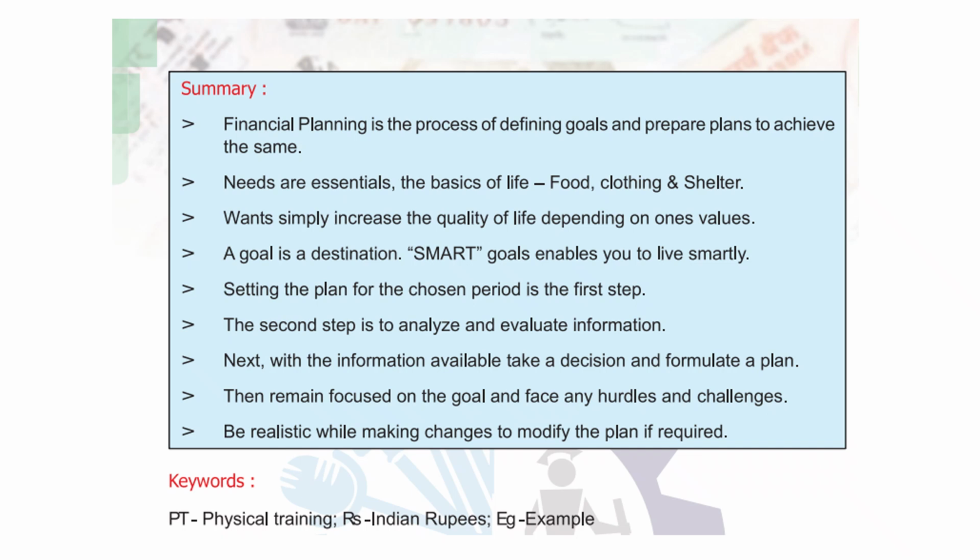We come to the summary. Financial planning is the process of defining goals and preparing a plan to achieve the same. Needs are essential basics of life: food, clothing, and shelter, whereas wants simply increase the quality of life depending on one's values. A goal is a destination. Smart goals enable you to live smartly. Setting a plan for a chosen period is the first step. The next step is to analyze and evaluate information. Next, with the information available, take a decision and formulate a plan. Then remain focused on the goal and face any hurdles or challenges. Be realistic while making the changes and modify the plan if required.